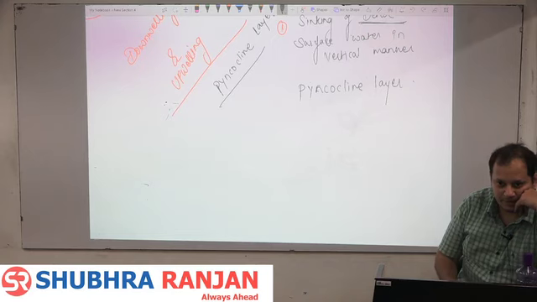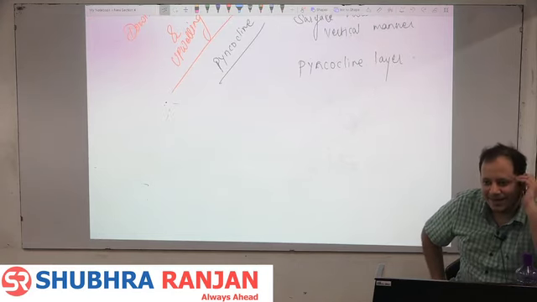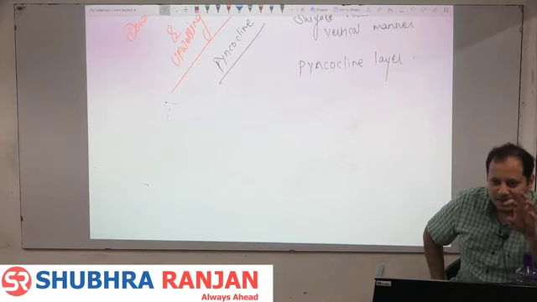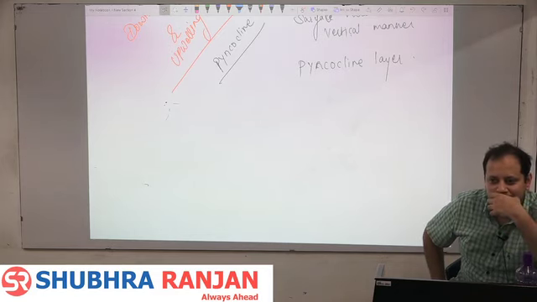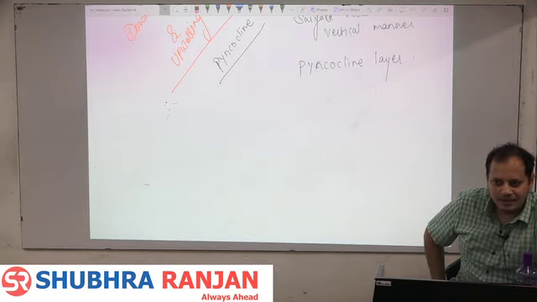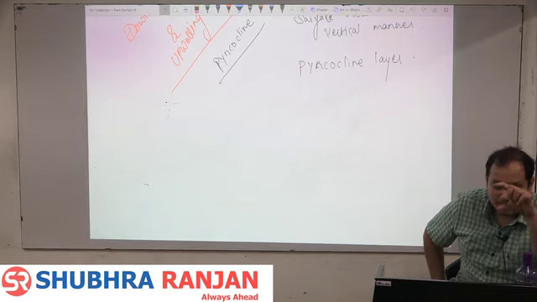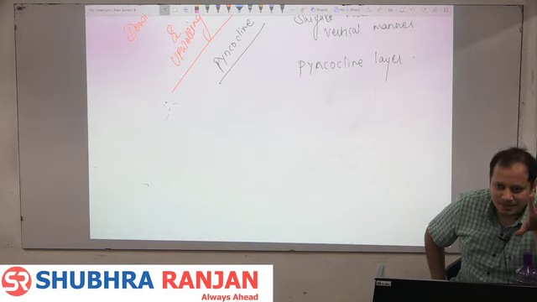Is absent. अब ये लेयर क्या है? पढ़ना नहीं है, सिर्फ समझ में आना चाहिए। What is thermocline layer? जहां पे टेम्परेचर सडनली डिक्रीज़ होता है। What is halocline layer? जहां पे सैलिनिटी सडनली चेंज होता है। What is pycnocline layer? जहां पे डेंसिटी सडनली चेंज होता है। गेटिंग इट?